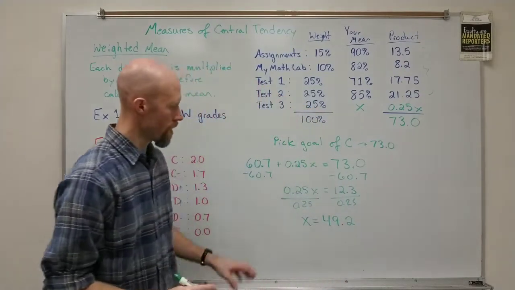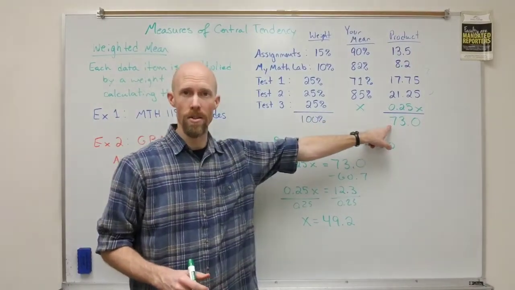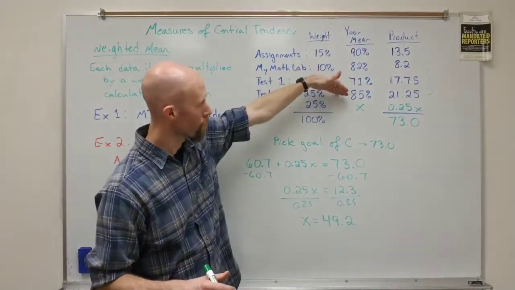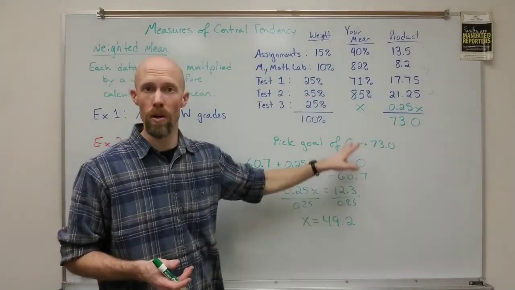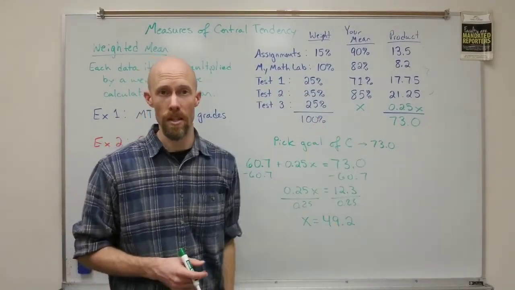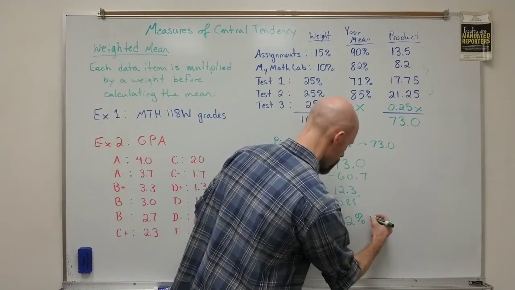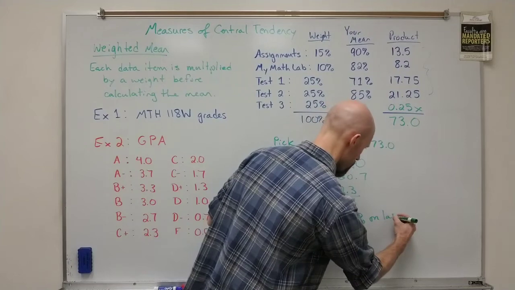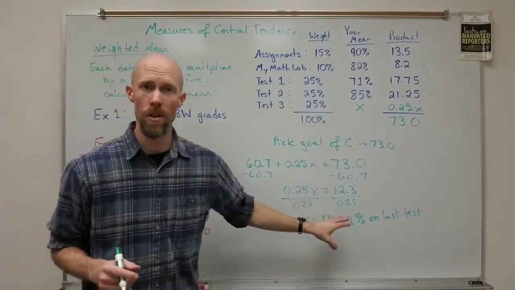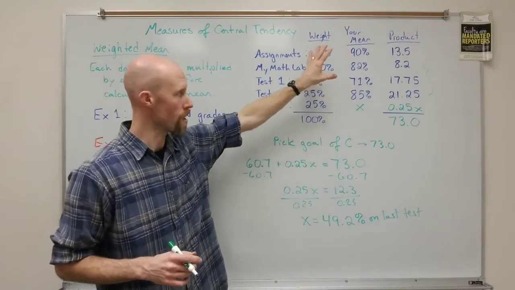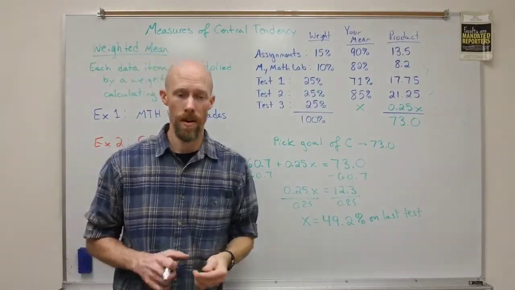So that means in order to get a 73 in the class, with the prior grades as they are, you could afford to get a 49.2 on the last test and still get a C in the class. So that's how we would do that, 49.2% on the last test. And that would be sufficient with the given grades as they are, the first four categories, to get a C, all right? If that was your goal.